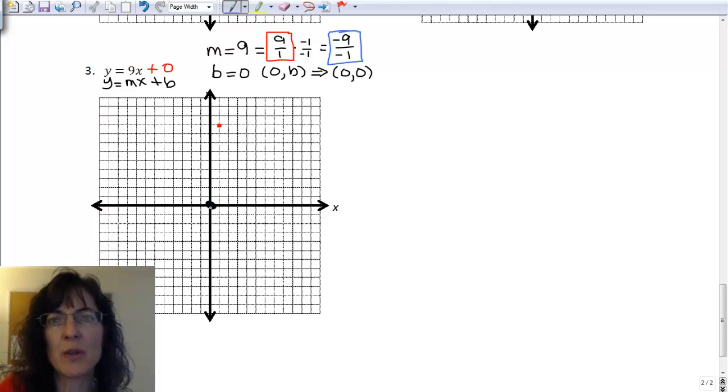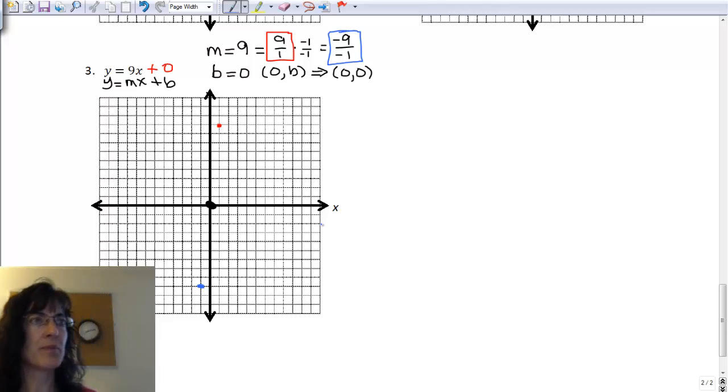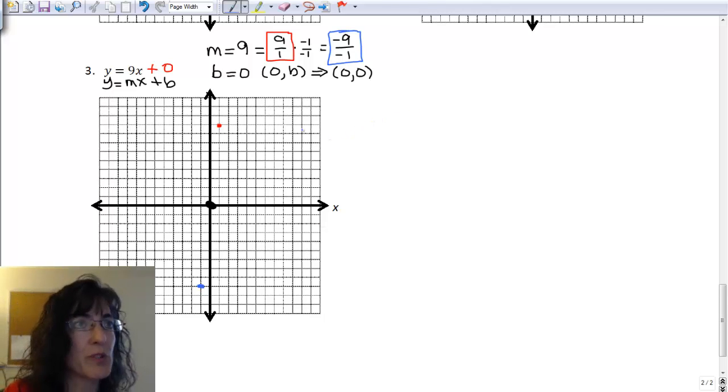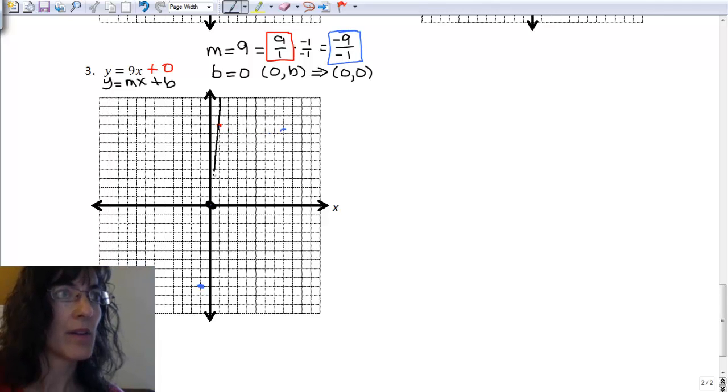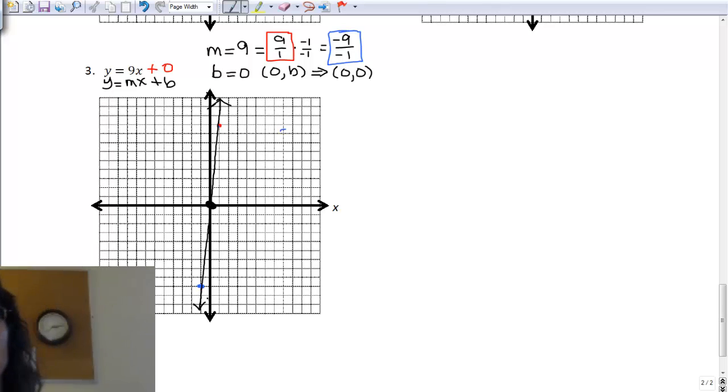So come back to the y-intercept, negative 9, 1, 2, 3, 4, 5, 6, 7, 8, 9, and a negative 1. So it puts me right there. And then when we graph, this can be super, super steep. You can tell already. And there's my line, and then remember to put the arrow on at each end.